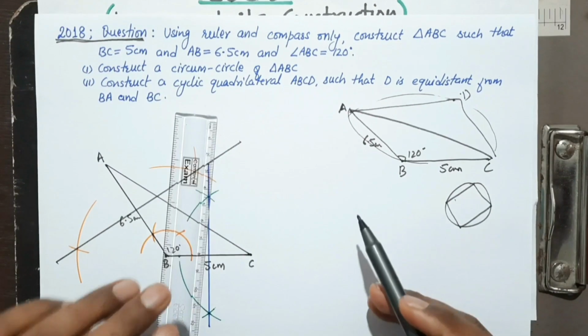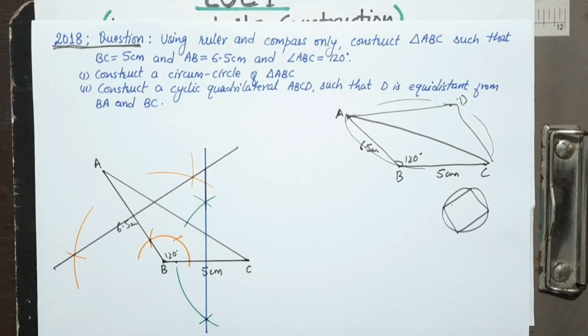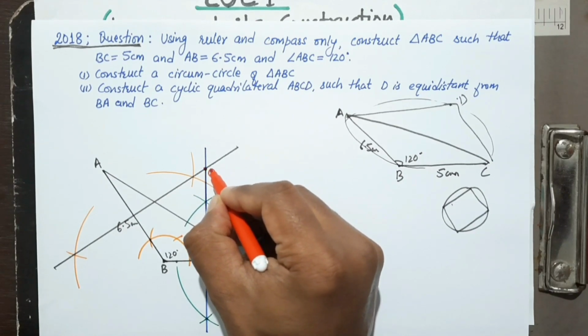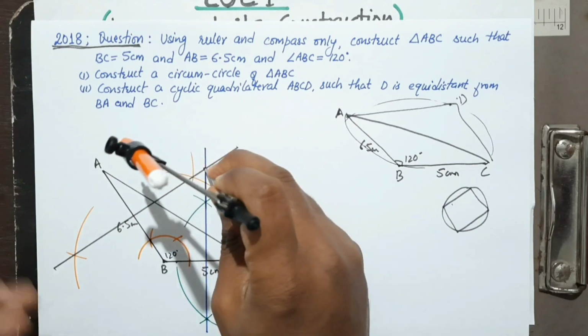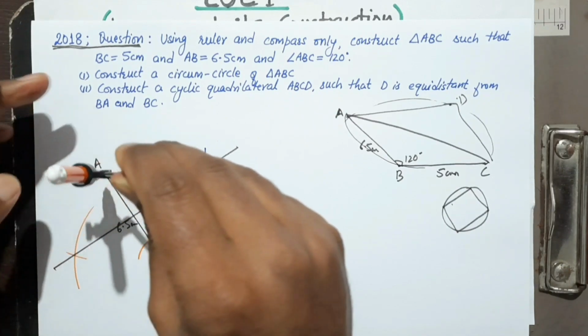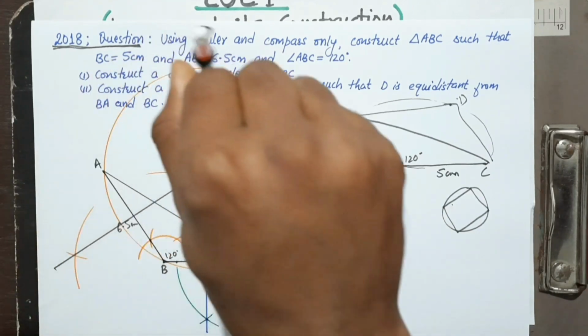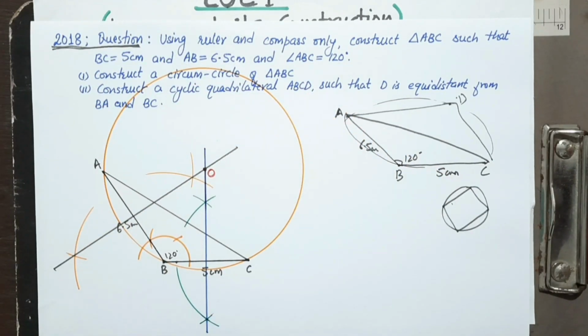Let us extend this first perpendicular bisector. Wherever these two perpendicular bisectors intersect, that is our center. So this point is our circumcenter O. Now taking O as a center and measuring OA as a radius, let us draw a circle. This is our circumcircle. This circle must pass through all the three points. So this is how we draw a circumcircle.